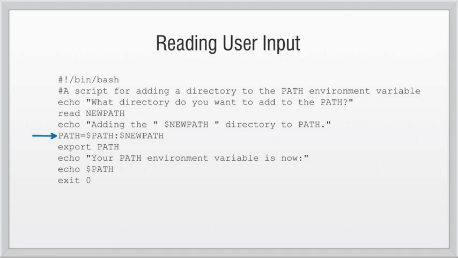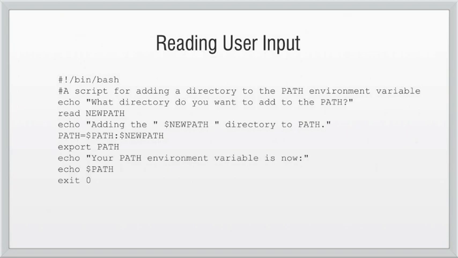So notice here we've added the variable assignment command to the script where we say path equals, and then we include whatever the current paths are in the path environment variable, and then append to the end of those paths a colon, followed by the path that the end user specified. And then we export it. And then so the end user can see what the path environment variable looks like, we use the echo command to display your path environment variable is now, followed by the current value of the path environment variable.